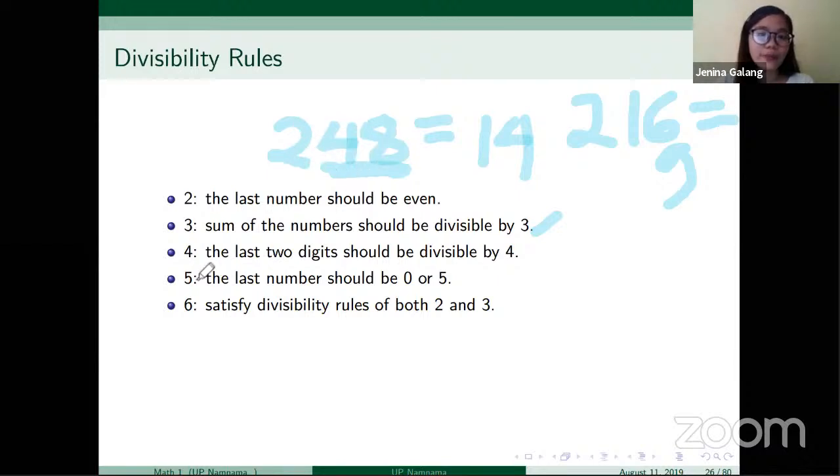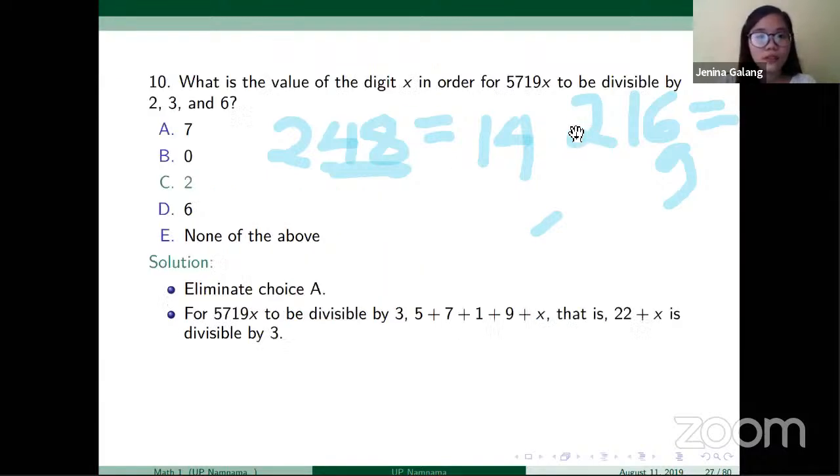And for a number to be divisible by 5, the last number should be 0 or 5. So, madali na lang naman itong number 5. And next, yung 6, dapat yung number natin should satisfy the divisibility rules of both 2 and 3. So, yung ginawa natin, wait, burahin ko lang itong sinulat ko.